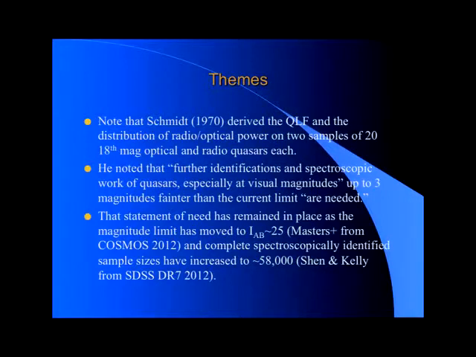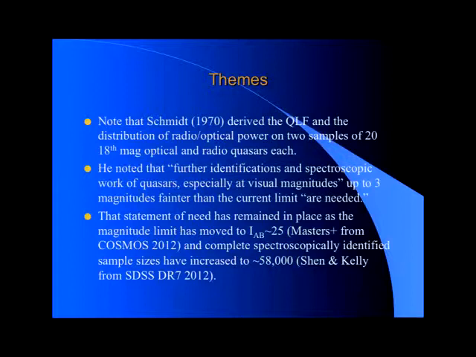So we had to move forward a bit beyond 50 years, but Maarten in 1970 derived a quasar luminosity function, and a function that described a distribution of radio to optical power, which turned out, it was a good trial model and turned out not to be validated, but fine. However, those were pioneering days. This was a sample of 20 objects each of optically selected and radio selected. And, surprisingly, Maarten noted that further identifications in spectroscopic work, especially at visual magnitudes up to 3 magnitudes fainter than the current limit, are needed.